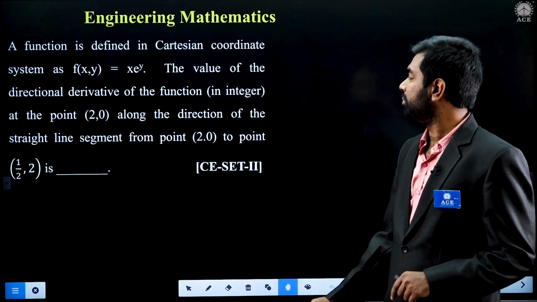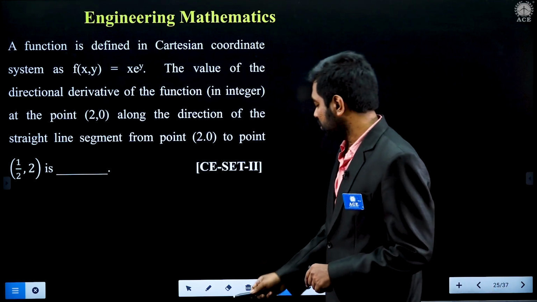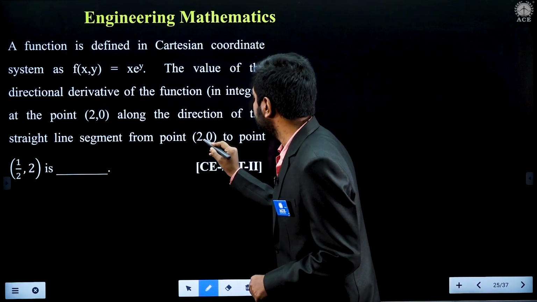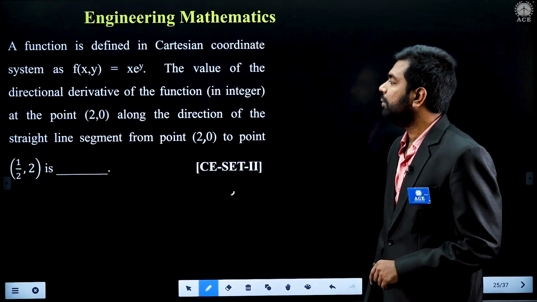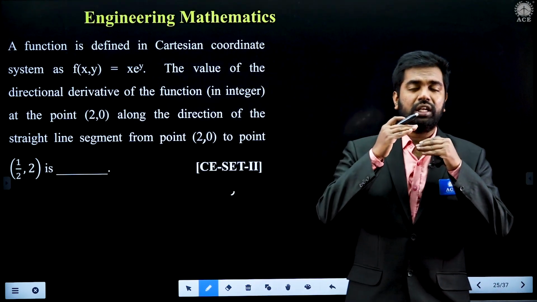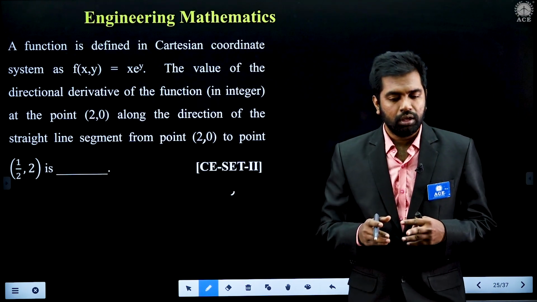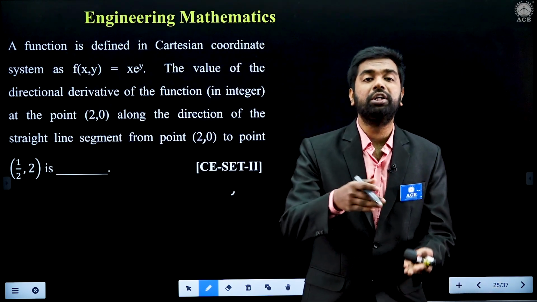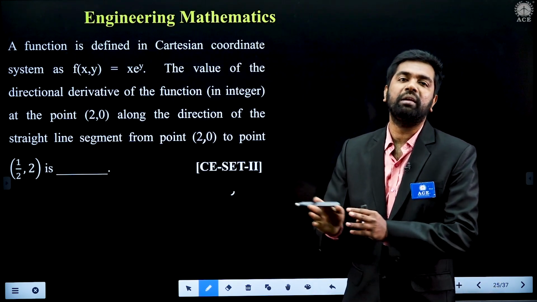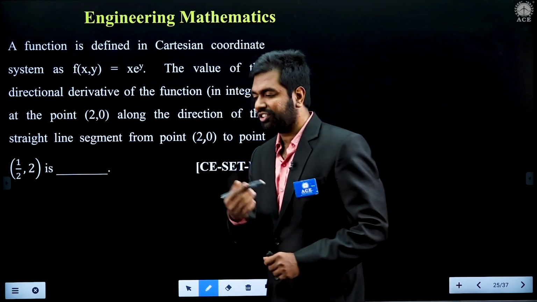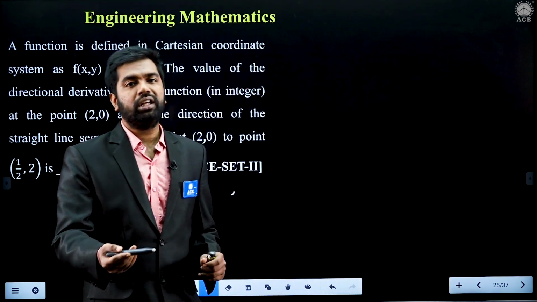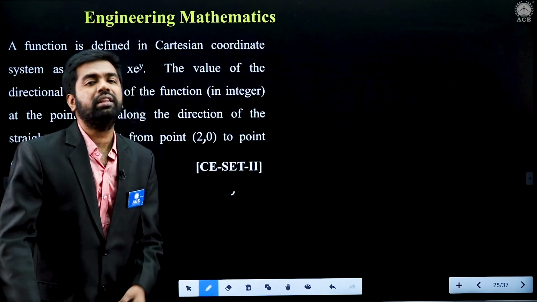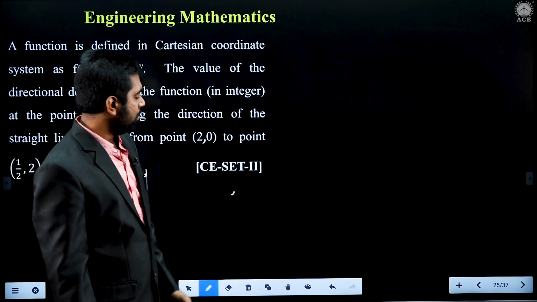to (1/2, 0). So how much would be the value of the directional derivative? Again, a standard question. What is the directional derivative of a scalar function at a point P along a vector a bar? Let's have a look at this. You would have studied this, na? The directional derivative of a scalar valued function at a point, let's say P, in the direction of a vector is given by the following.